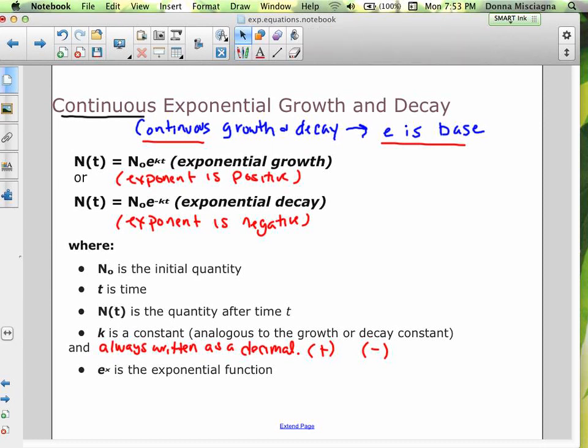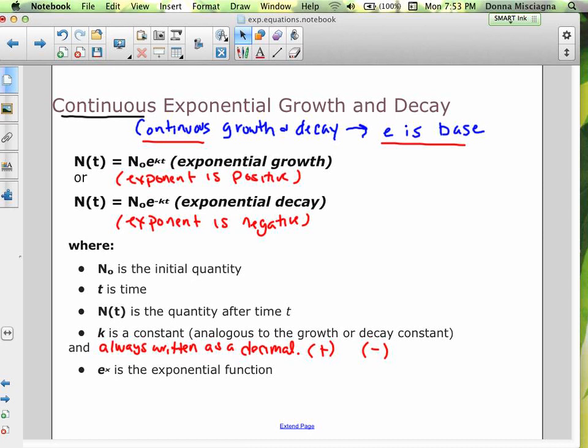Right, so we have this, and this is in your notes. N of t is just the quantity after time t, just like f of t. This one was N of t. By the way, it doesn't have to be N of t. We could choose any letter we want. I just happen to choose N to represent it. What matters is the rest of the equation.